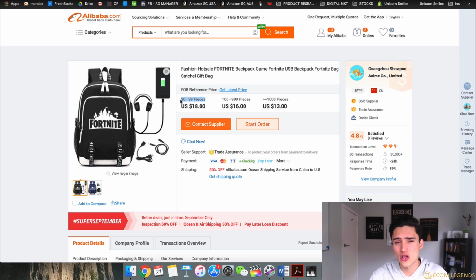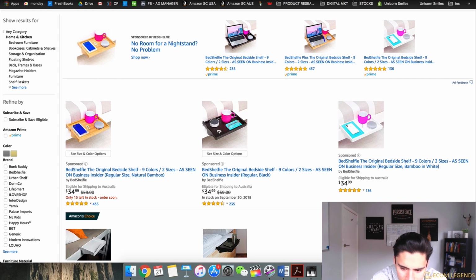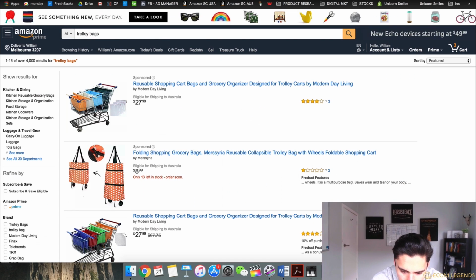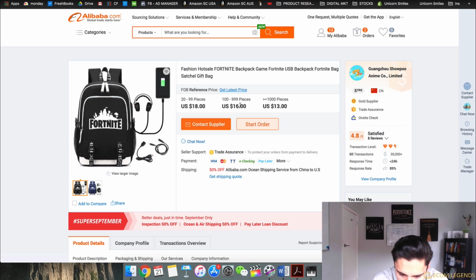So make sure you're ordering enough inventory. The minimum that I recommend is 100 units. So this one is for 99 pieces. The MOQ is 99, and the cost is $18. And really, guys, if you can go for 500, you should be going for 500, okay? Because otherwise you're paying too much. As you can see here, that's 6. You will be able to save yourself $2 if you were to go for like 500. Okay, so let's keep going.